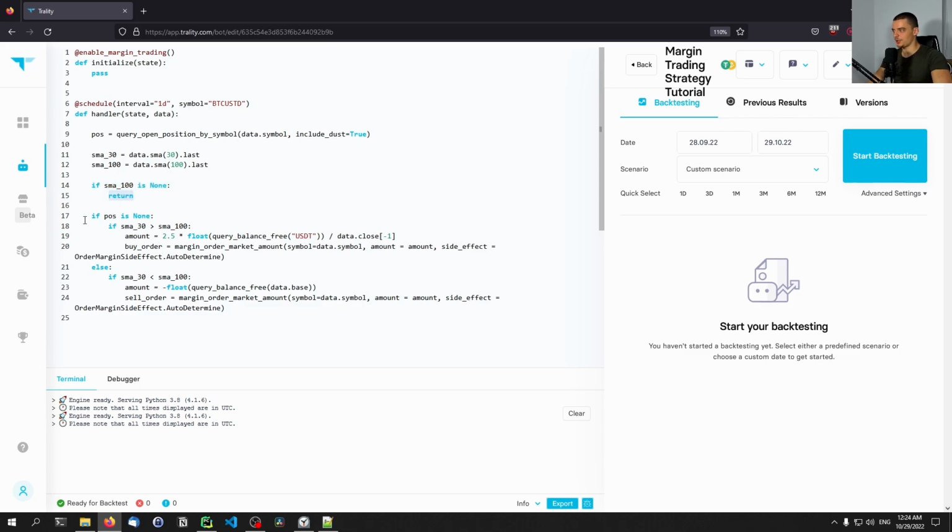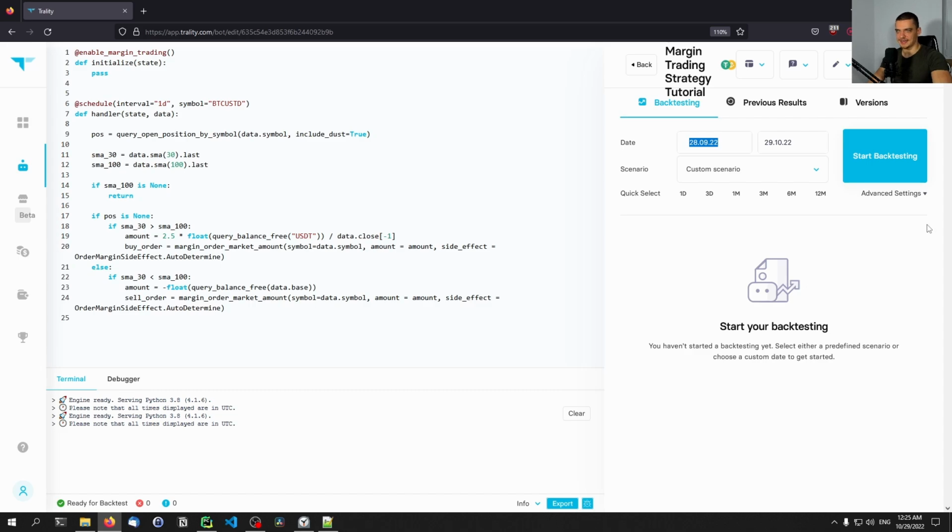Otherwise, we just return. And if we have no position and this applies, we buy 2.5 times what we could buy with our own money. And if we have a position and this happens, we just sell everything and repay the borrowed money. So repay the loan.